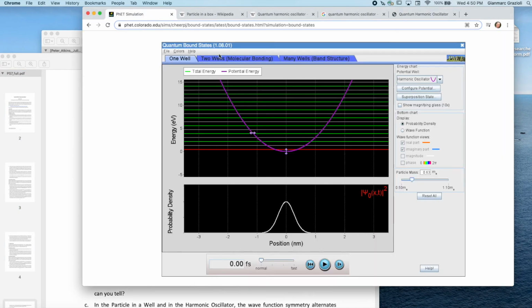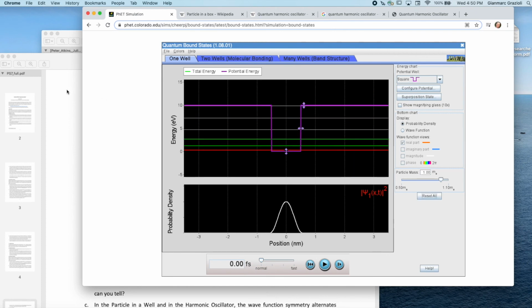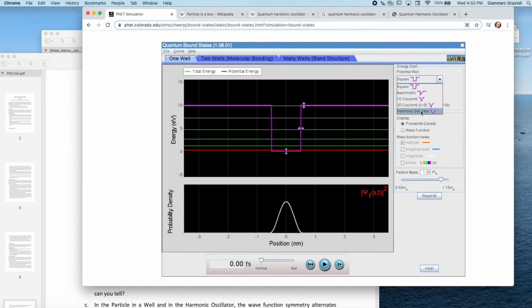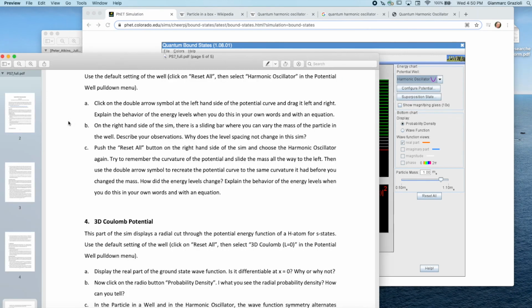Okay, now we're going to push the reset all button on the right side. They want us to reset the simulation again. Reset all. Okay, we did the reset all. And again, we are going to choose the harmonic oscillator. There it is. Back to harmonic oscillator.